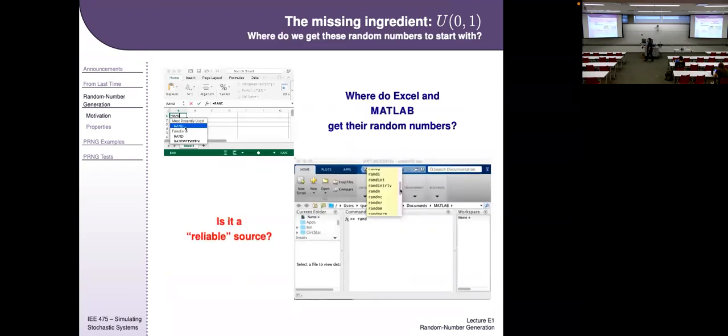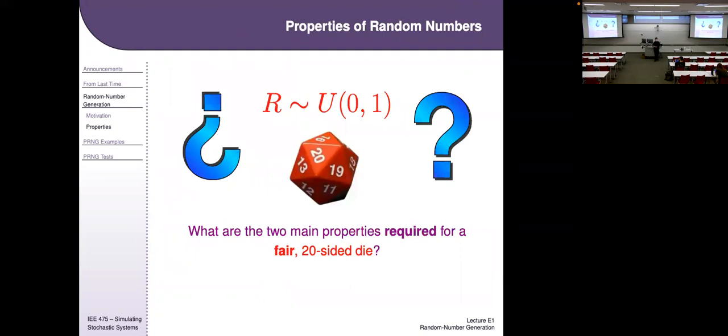Now, fortunately, we can go into Excel and type rand, or go into MATLAB and type in a number of different rands, and we can generate random numbers in a bunch of different ways. Those are using arithmetic methods. They're using math to generate these, not flipping through a book. And so we have to ask, can we trust that these are random? That's something we need to deal with.